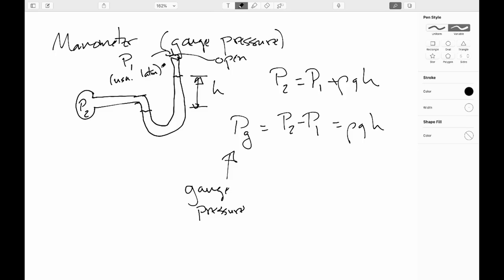And it turns out that you don't need a very large difference. So even though the density of water is a lot less than the density of mercury, for instance, water is more than fine enough in these sorts of devices.